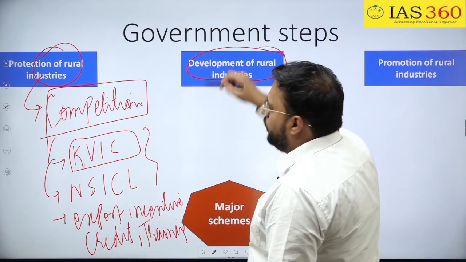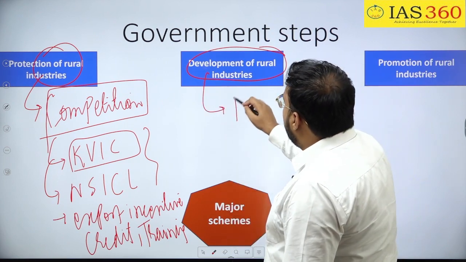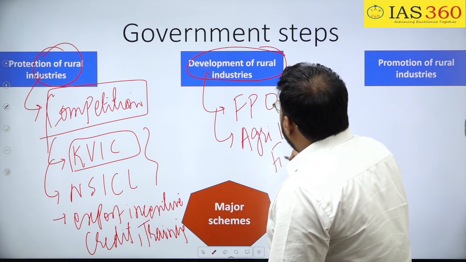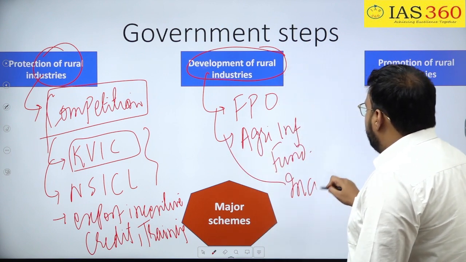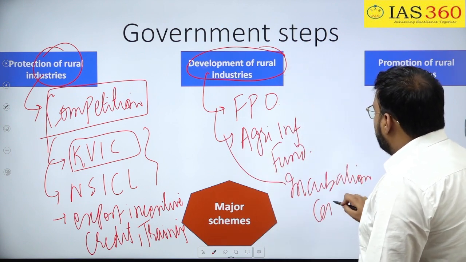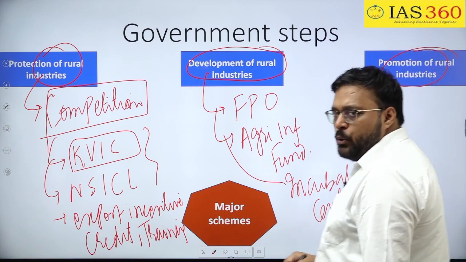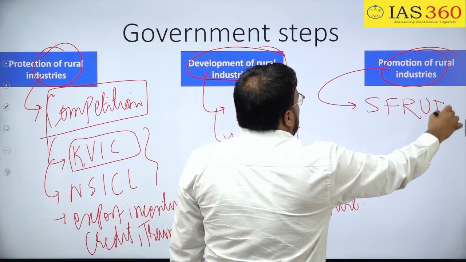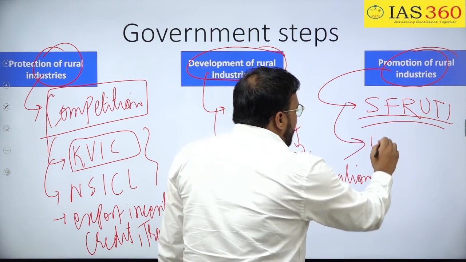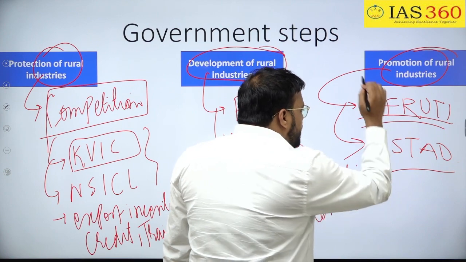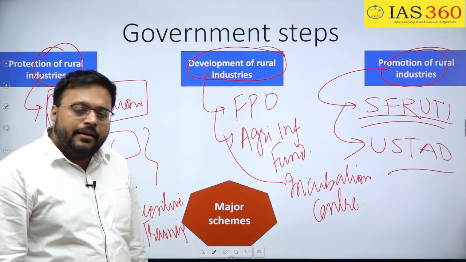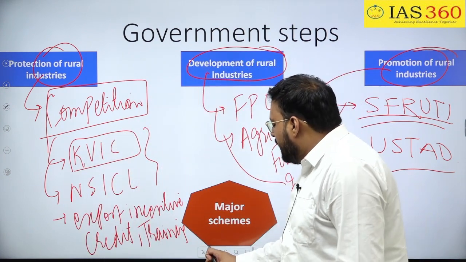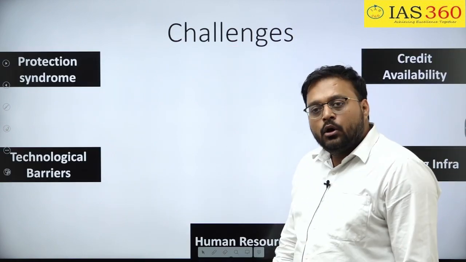Now, development of rural industry. How are we developing it? Through FPOs, through the Agri Infra Fund, and by setting up incubation centers. For promotion, what are we doing? We have a number of schemes like SFURTI, and we also have the USTAD scheme. SFURTI focuses upon the regeneration of these industries, and USTAD focuses upon giving them a new set of skills. So these are the three ways through which we are protecting our rural industries.